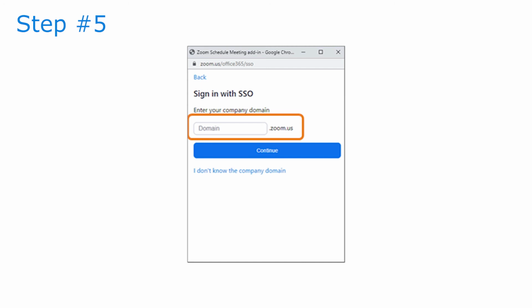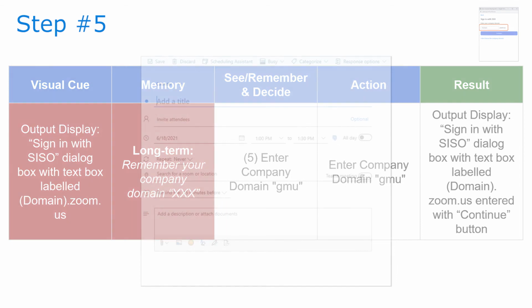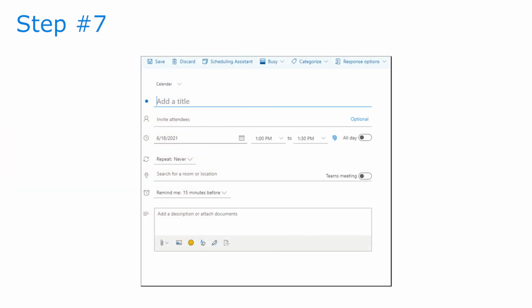For step 5, enter the company domain name. How many users know their company domain name? How many will know it's an acronym and not the full name? For step 7, enter meeting date, time, and invitees.